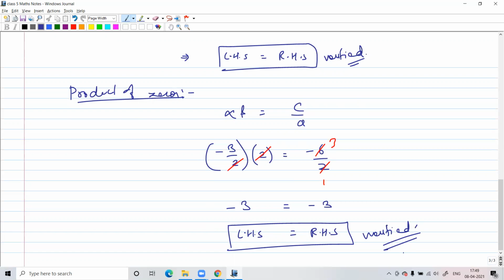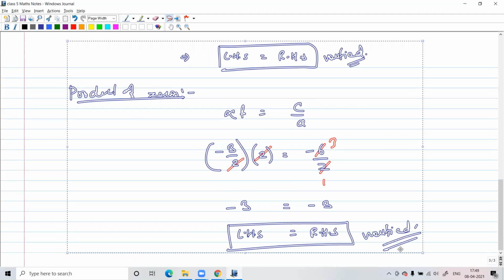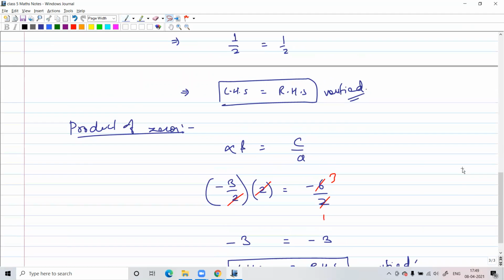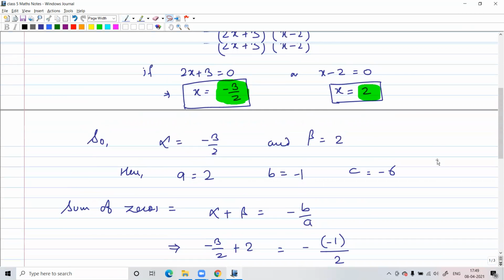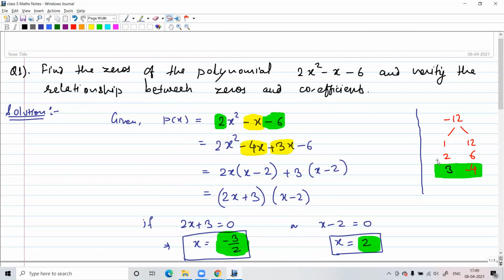Those people who were able to solve this, actually you have solved a board exam question. This question came in one of the previous years. So you can pat your back. You're already capable of solving board exam questions.